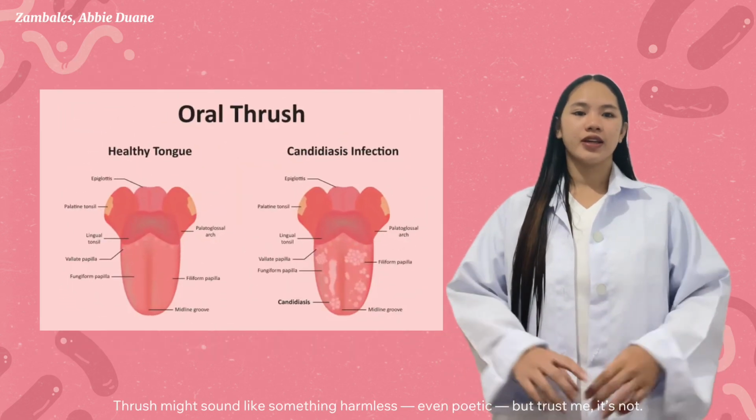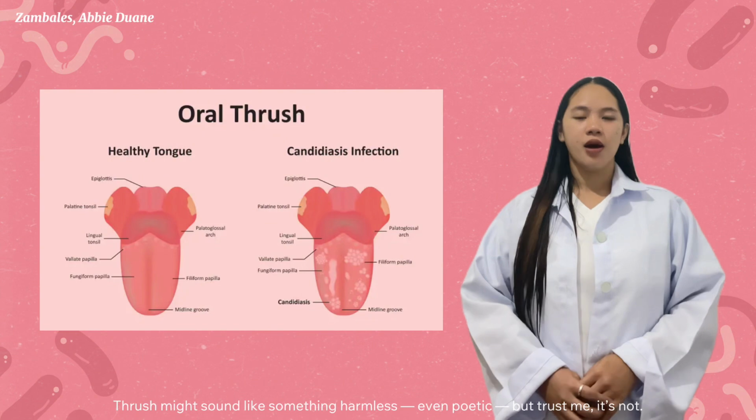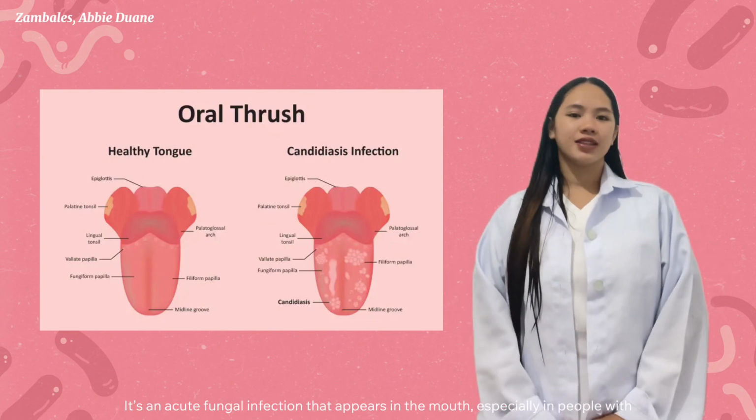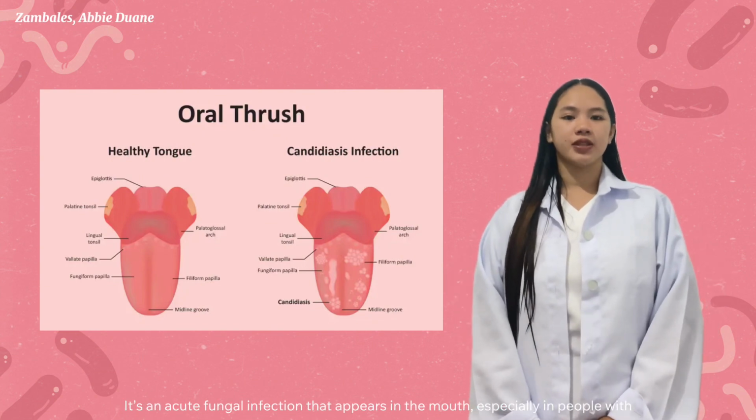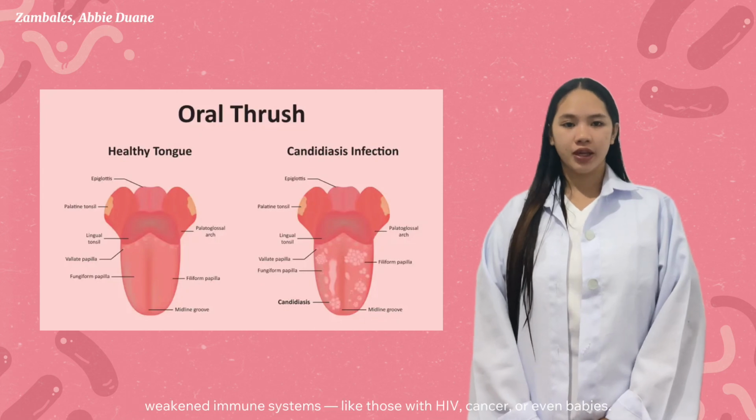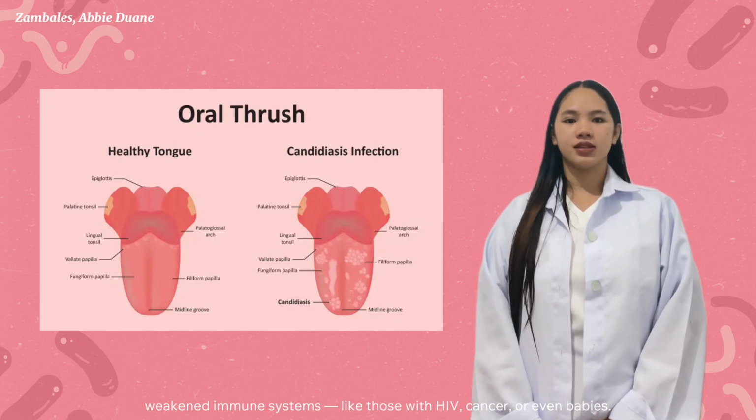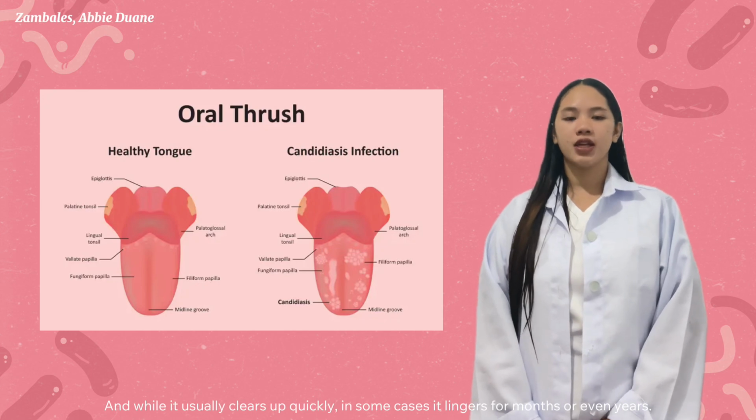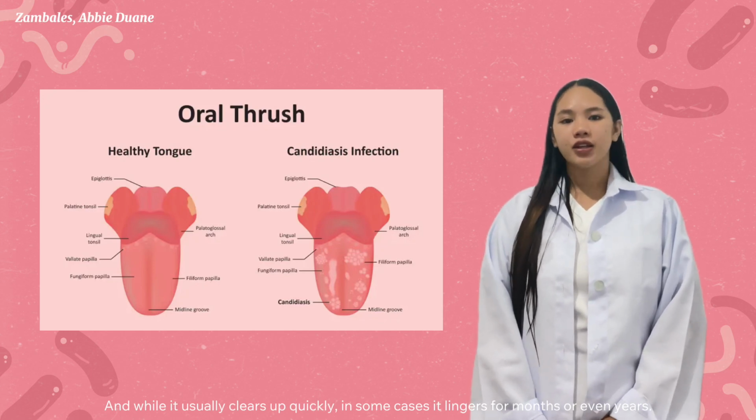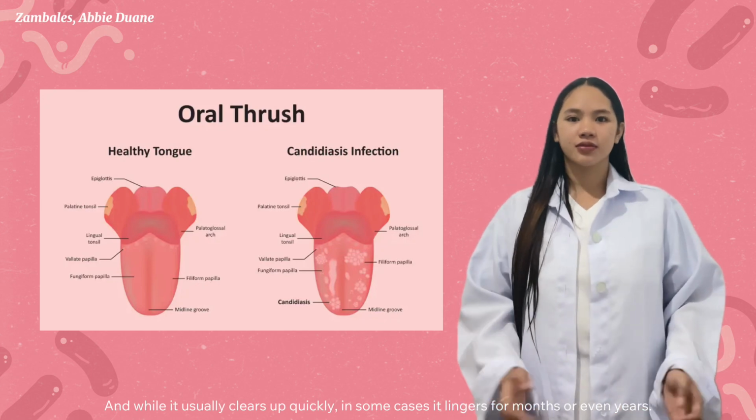Thrush might sound like it's harmless or even poetic, but trust me, it's not. It's an acute fungal infection that appears in the mouth, especially in people with weakened immune systems, like those with HIV, cancer, or even babies. And while it usually clears up quickly, in some cases, it lingers for months or even years.